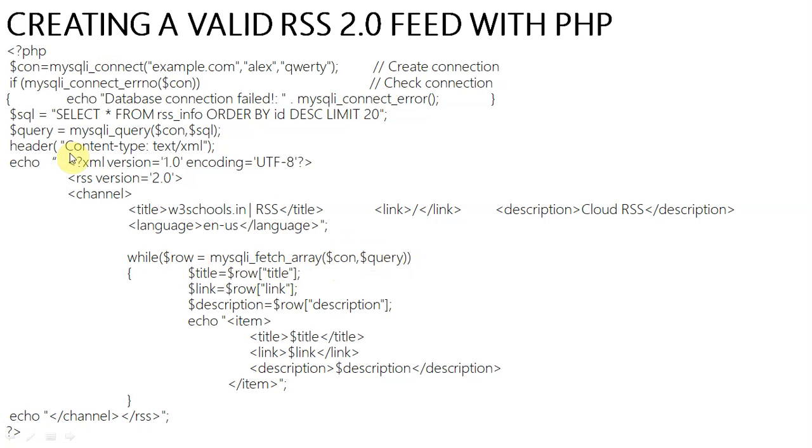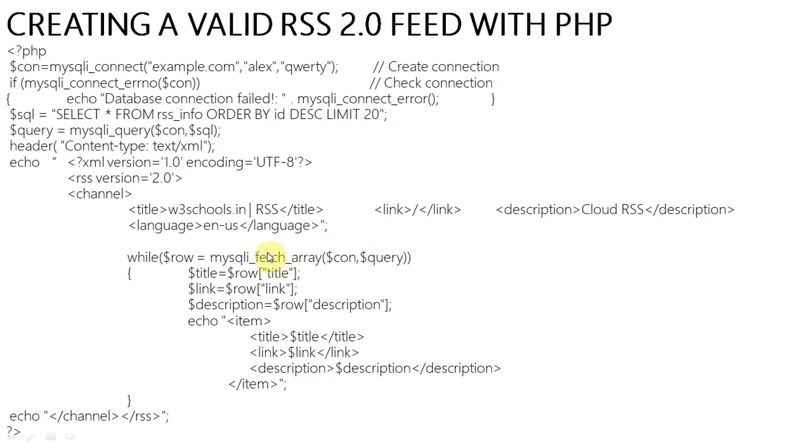This query is also configured here: query equals mysql_query, connection comma SQL. So it will execute this query on the basis of this connection, and it will be fetched and transferred to the row. From the row array, the first field is title, then link, and then description, and accordingly these values will be placed in this XML. So we will have this XML for the first row, and accordingly it will execute again and again up to 20 times.